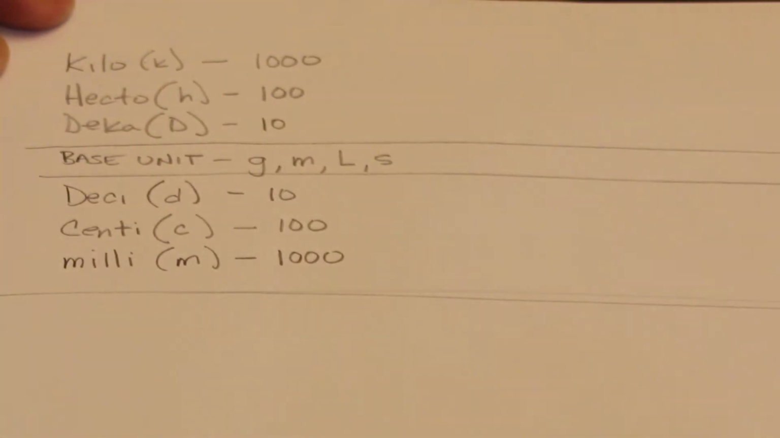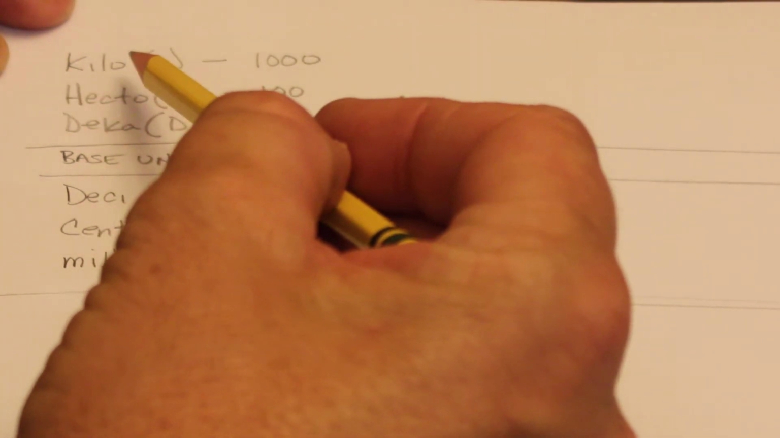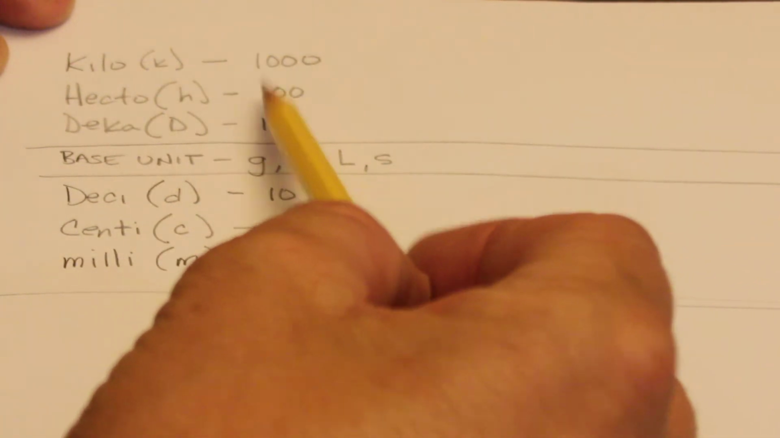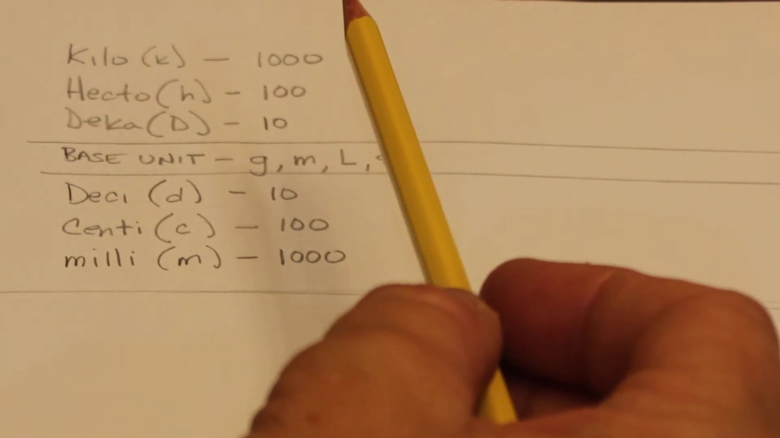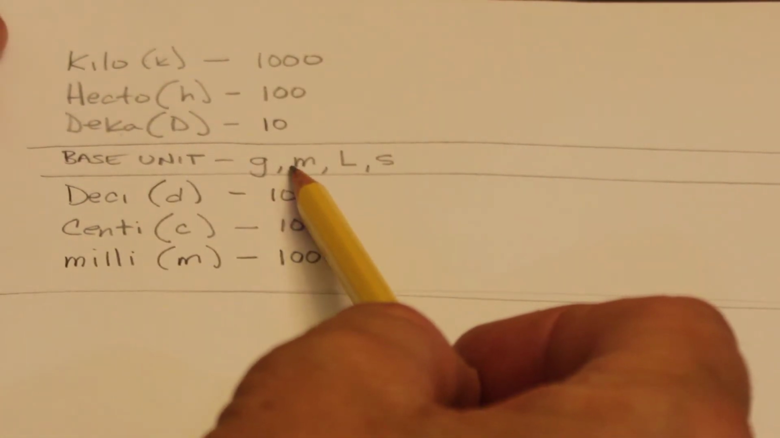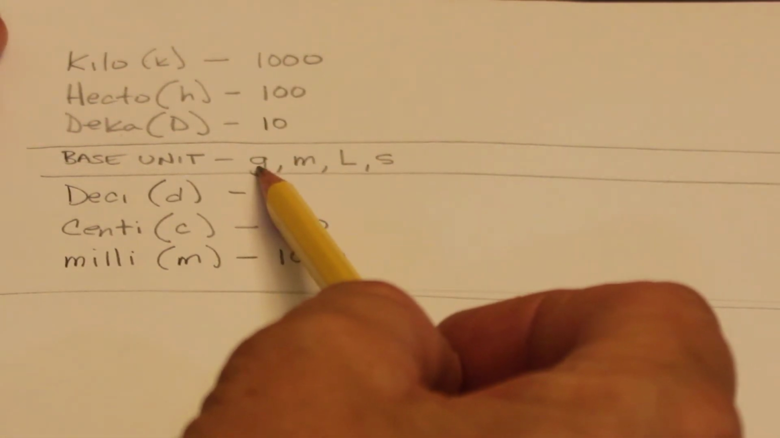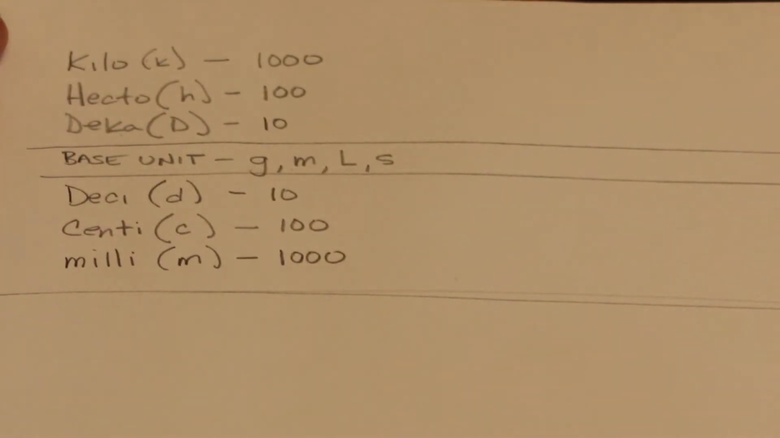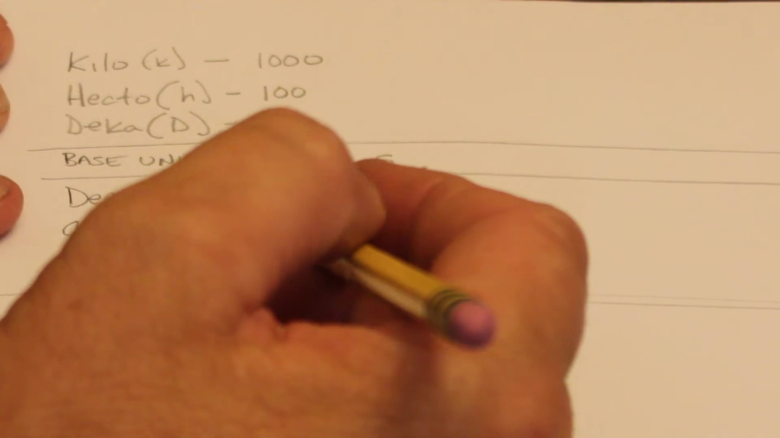Now just to be clear with what it says, kilo is the prefix that means 1,000, hecto means 100, deca means 10, and then you have the base units. There's multiple units that we're going to be using: grams, meters, liters, seconds. Most of the time we're going to be focusing on grams and liters in this class, but that does not mean that we're not going to see others. You also have deci, which also means 10, centi, which also means 100, and milli, which also means 1,000.